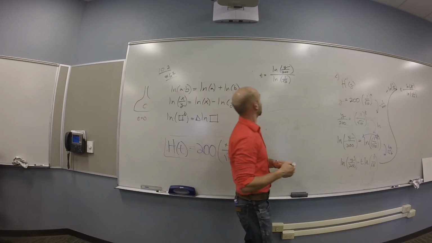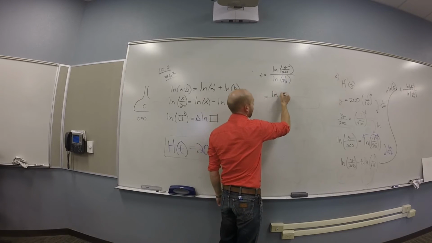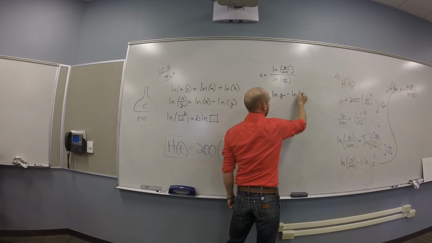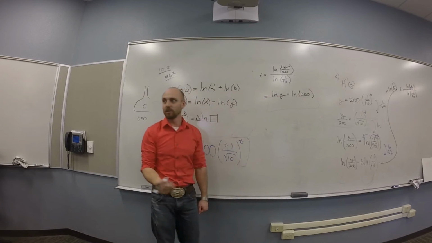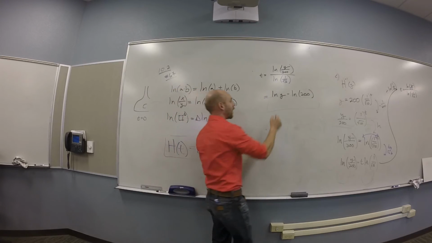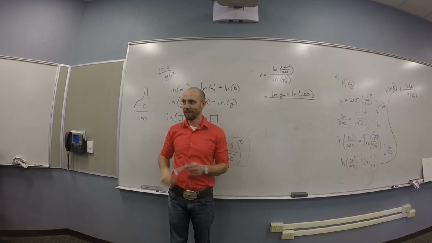So here, what do you got? Log y minus log 200. Okay, so on the top I got log of y minus log of 200. And on the bottom, don't use the one you're thinking about using. Use the other one.